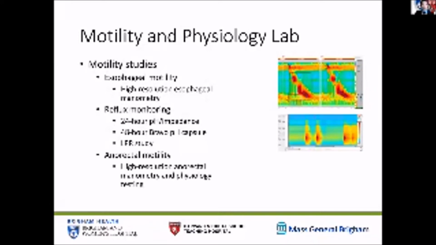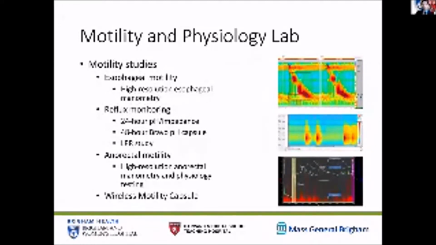Anorectal motility can be assessed through high-resolution anorectal manometry and physiology testing. They include balloon expulsion testing. The wireless motility capsule allows assessment of transit time throughout the stomach, small bowel, and colon after ingestion of a wireless capsule.